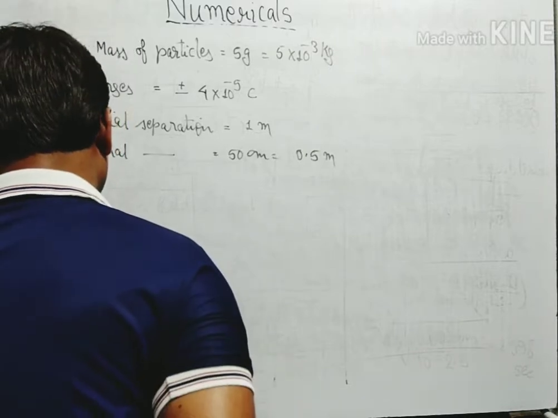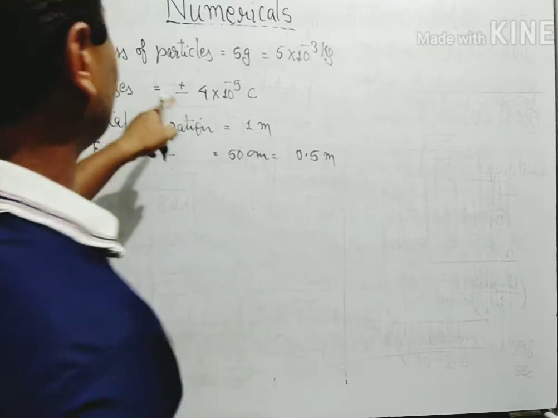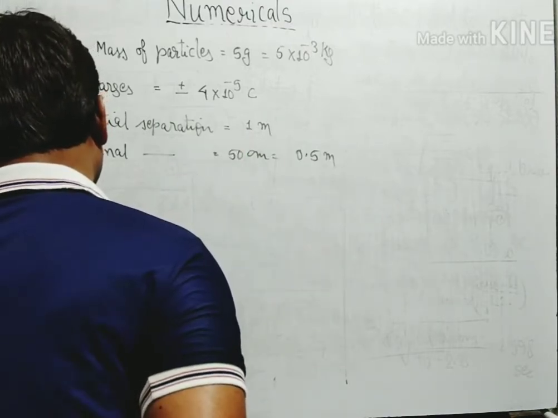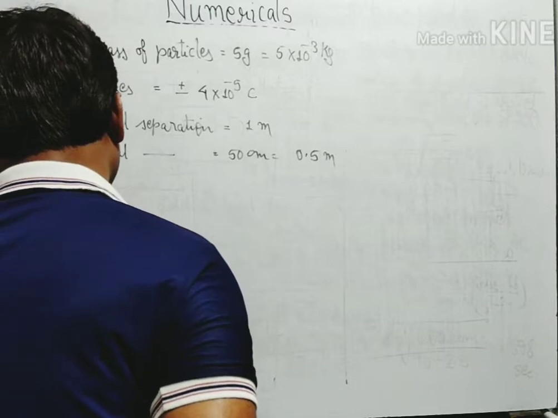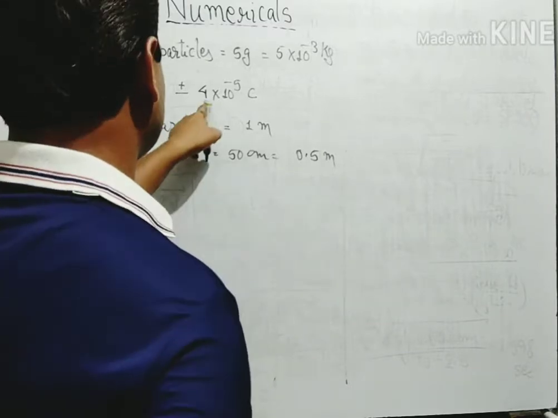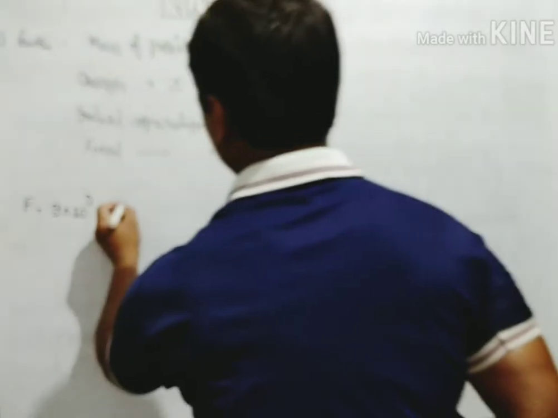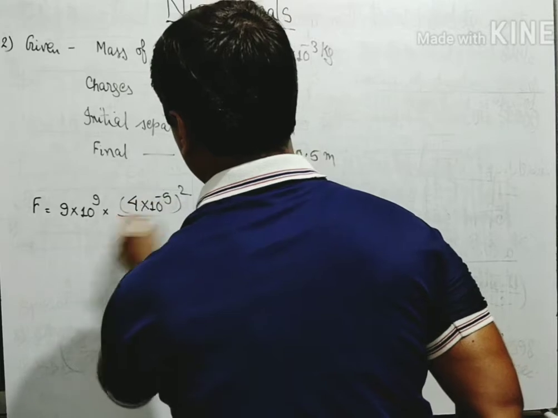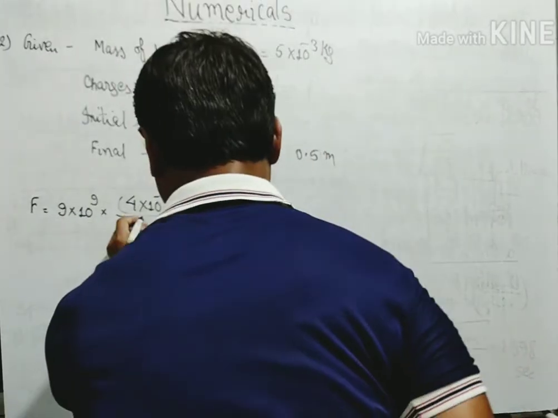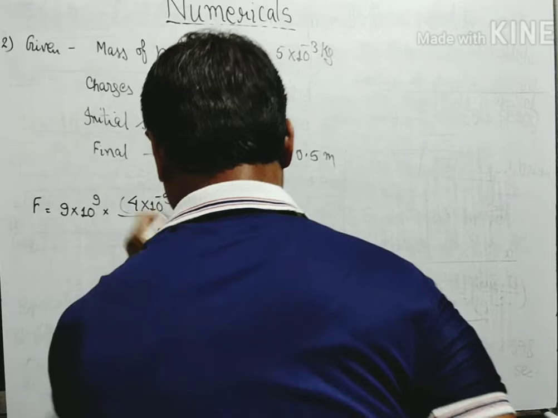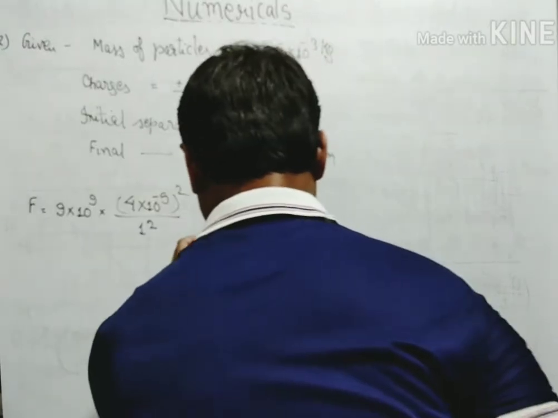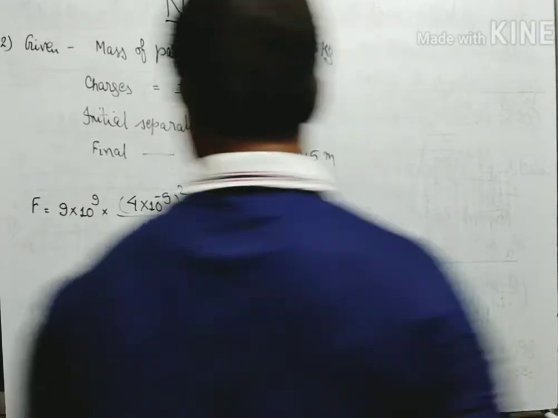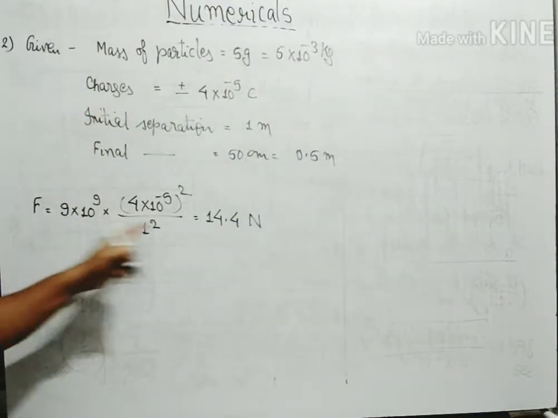So we first calculate the force that acts when the charges are at 1 meter separation. So this is K, the K value 10 to the power 9, into Q1 Q2, that's both of the same value, so we'll have 4 into 10 to the power minus 5 whole square, Q square, upon distance square. Distance is 1 meter, so we have 1 square here. Now solving this, we'll have 14.4 Newton. So this is the value of force that we'll be getting.